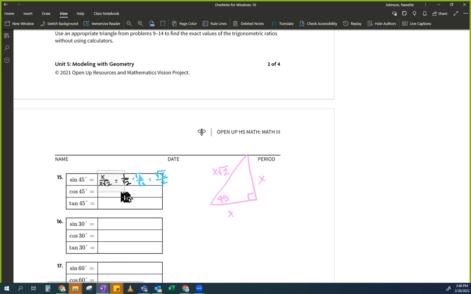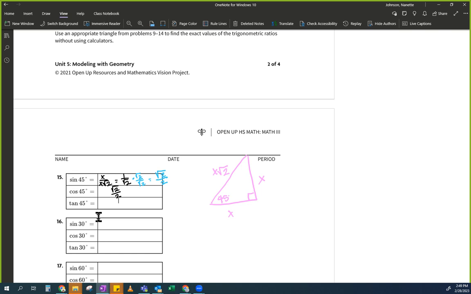Okay. I can literally copy and paste this for cosine, right? I should be able to copy and paste this exact same thing. So I'm just actually going to write the answer of root 2 over 2. You should know why, right? Because if I'm going to do this, it's x over x root 2. It's the same thing. But what's the tangent of 45 degrees?